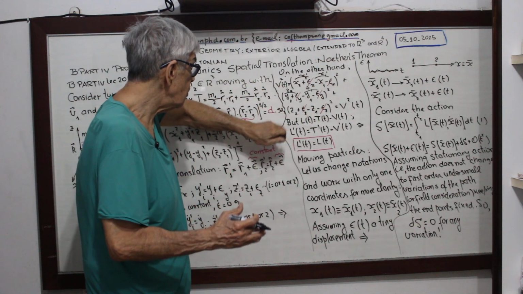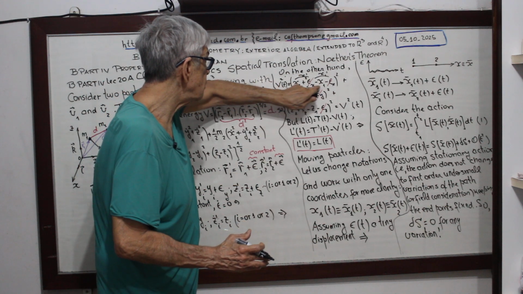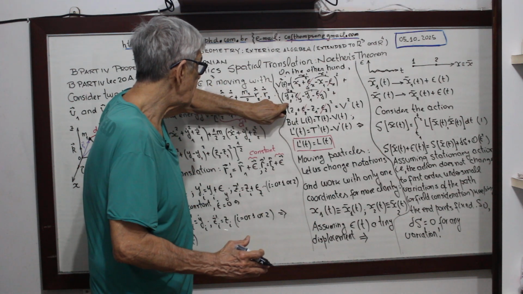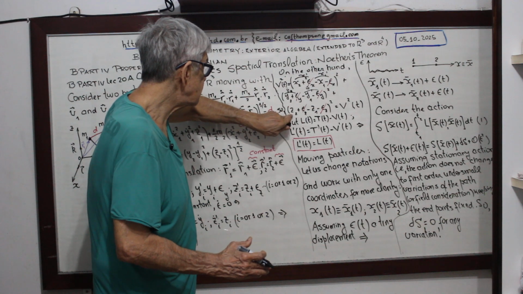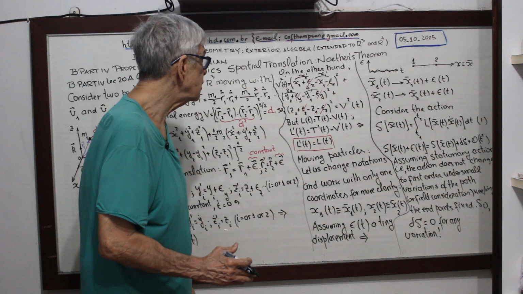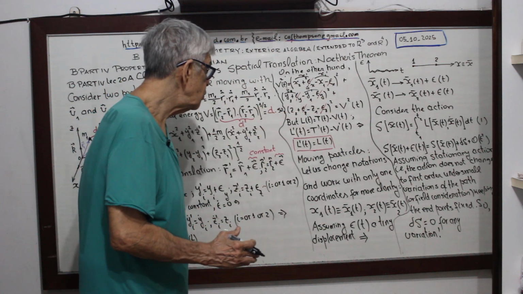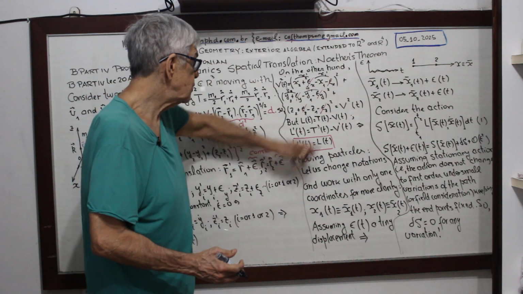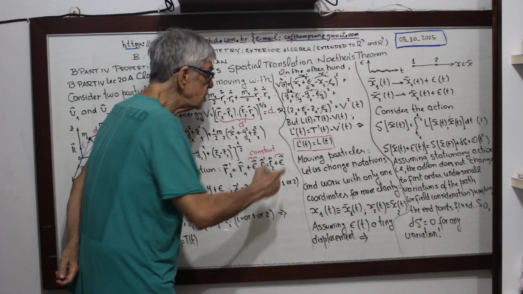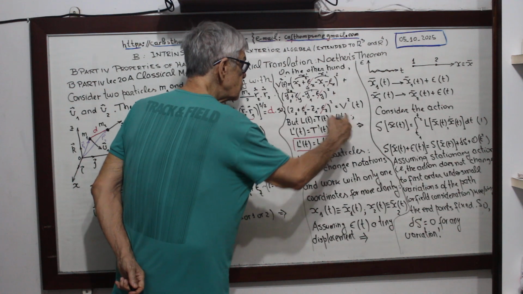So this leads to, in this case, the same (x2 - x1)² + (y2 - y1)² + (z2 - z1)², which is the distance squared. Now just take the square root, and this leads to the potential energy. By definition, the Lagrangian is kinetic energy minus potential energy.